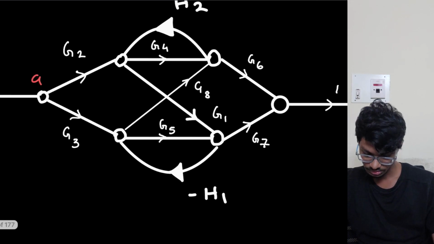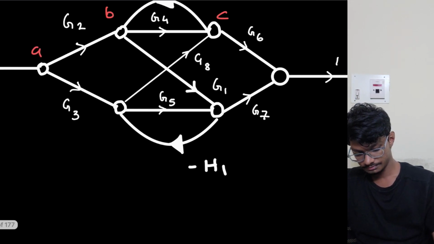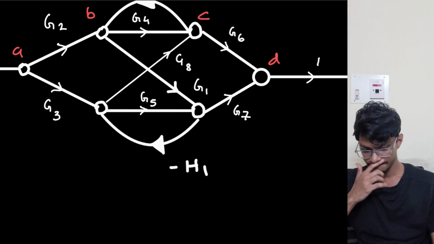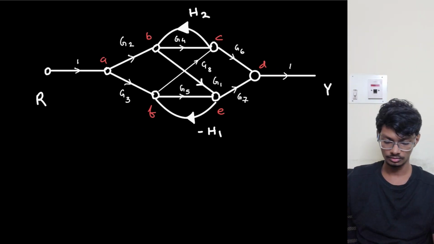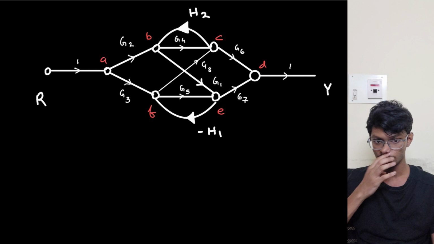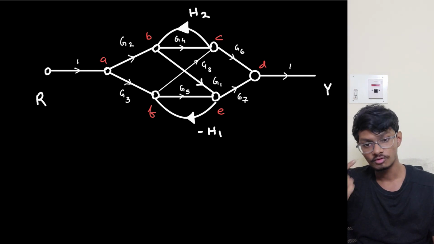This is A, this is B, this is C, this is D, and let's say this is E, this is F. So all the nodes are covered. Now what I will do is write the forward paths.